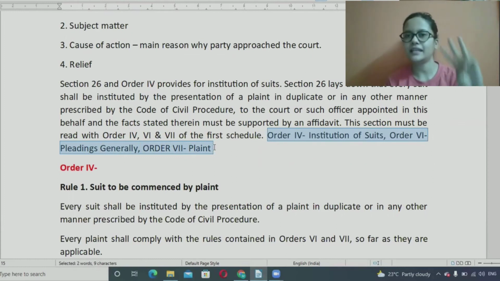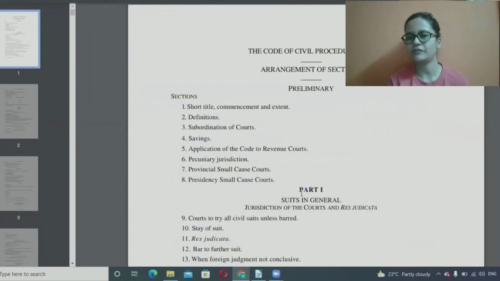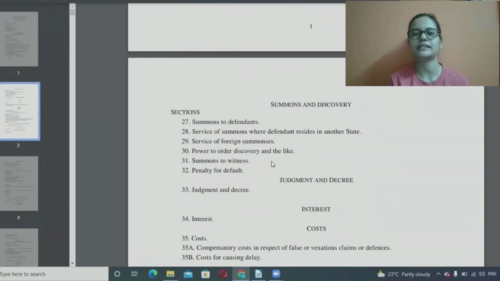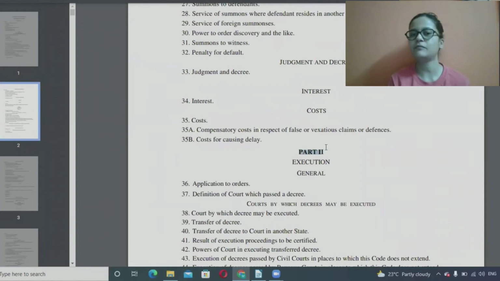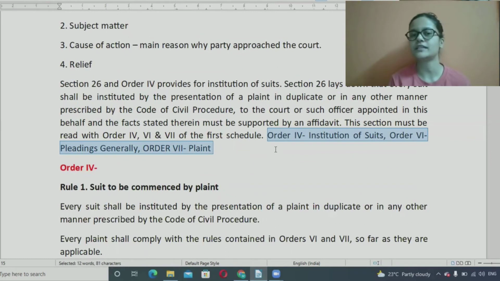Like I said, in each order, there will be different rules. So what are orders basically? Just like how we have different parts in this main CPC, each part talking about a different thing, in the same way you can consider that there are orders talking about different things. In each order, there will be some rules also. In place of sections, we have rules over there. So these are the three important orders that we need to read: institution of suit, pleadings generally, and plaint.